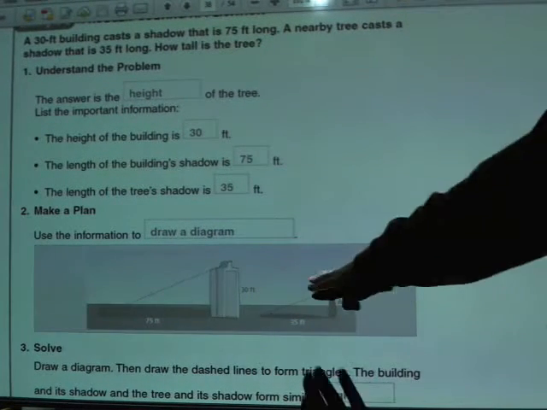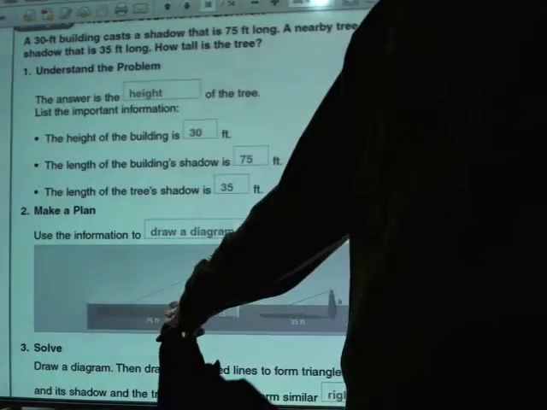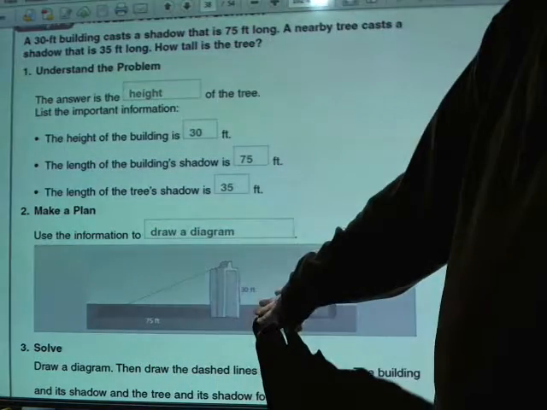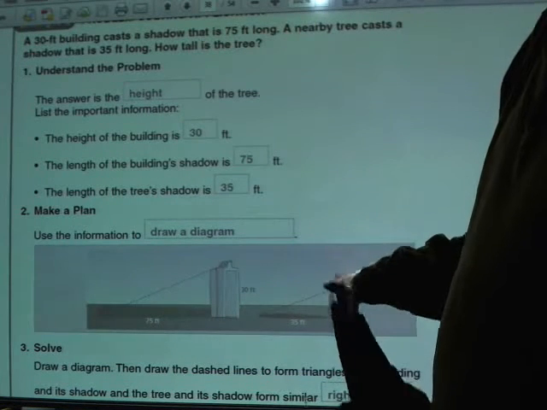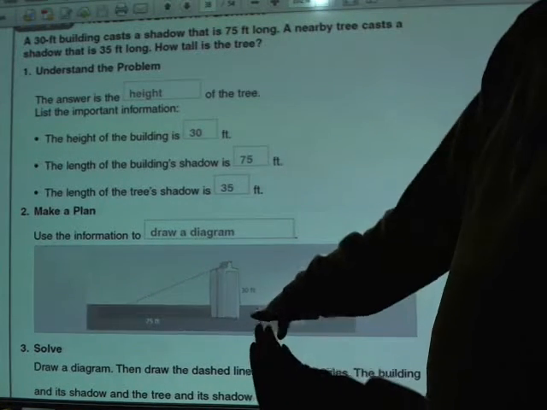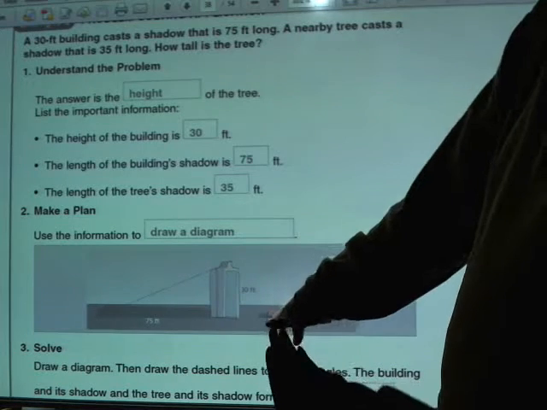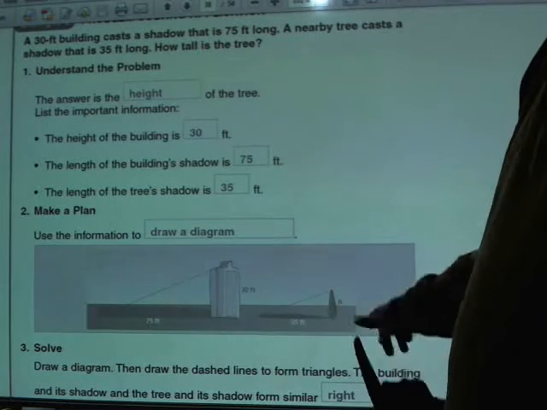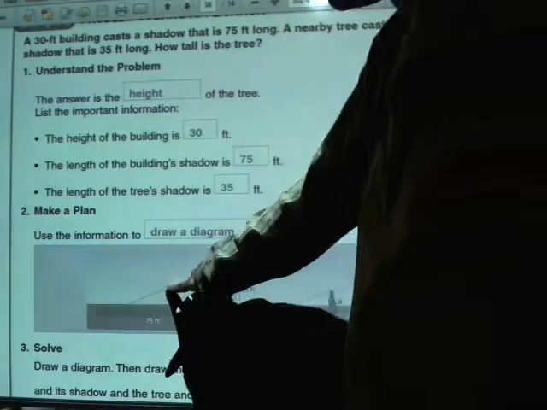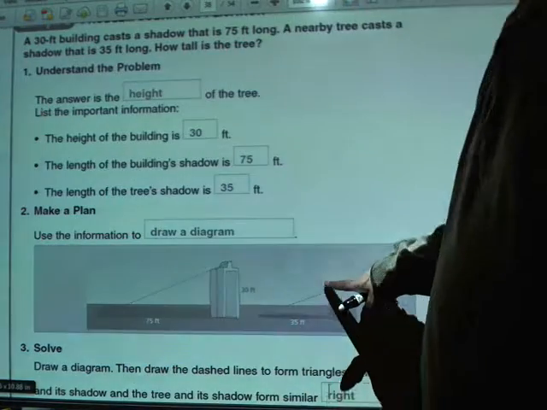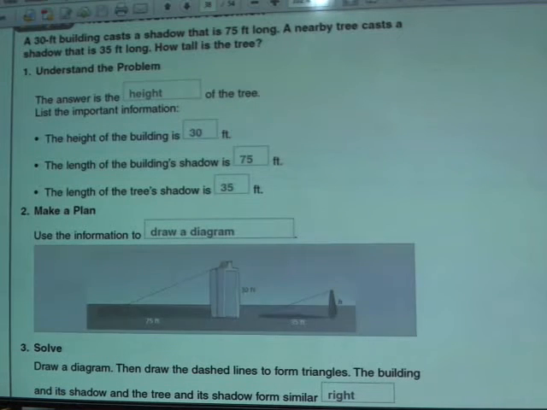Right, you've got a building that's 30 feet tall that casts a shadow that's 75 feet long. You've got a tree that's in the close vicinity. We don't know how tall that tree is, but we know that its shadow is 35 feet long. And we're supposed to figure out how tall this tree is. Now, as you can see, they've got this third side here that's this dashed line, because that's how you're going to get your similar shape.